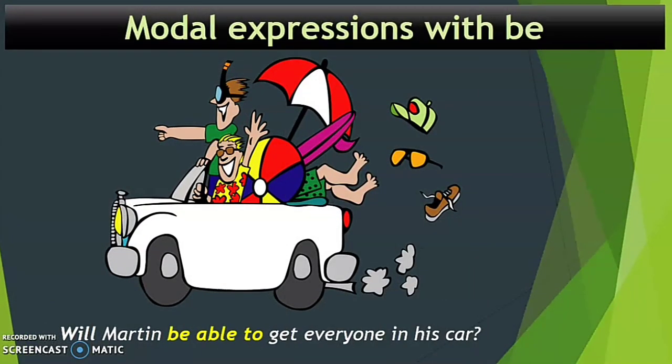Now, there are a few modal auxiliary expressions with be. There are a number of expressions with be which have modal meanings. For example, be to, be able to, be allowed to, be supposed to. Over here we can see in one example, will Martin be able to get everyone in his car? Another example, we were supposed to get there in an hour.